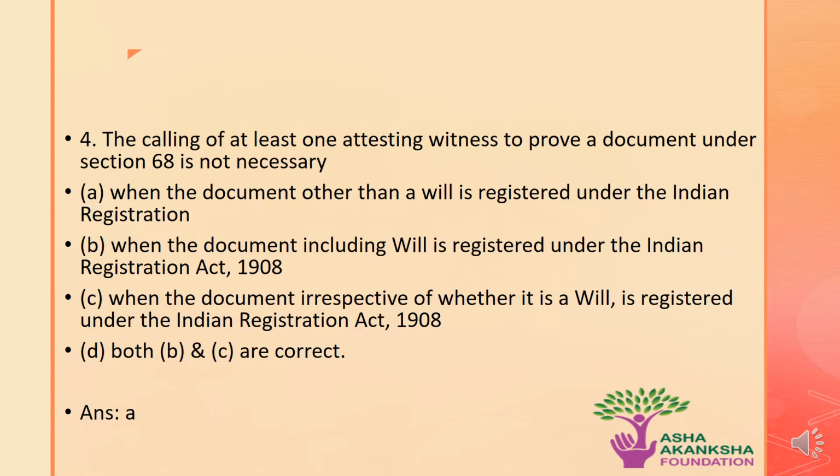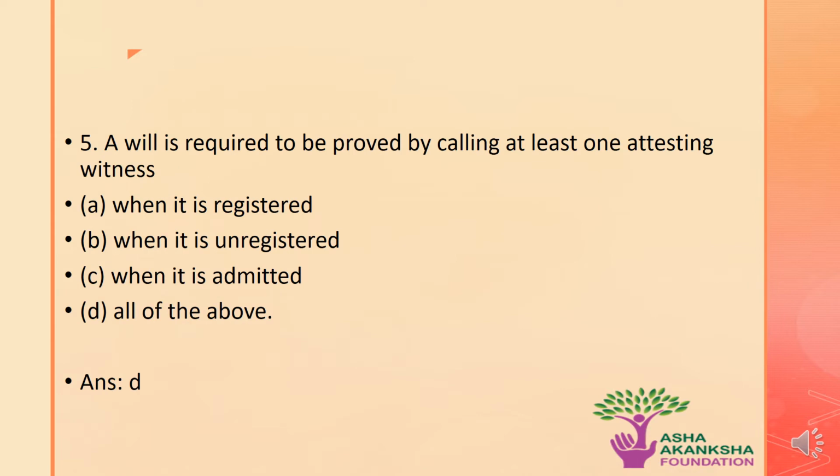Act 1908. The next question is, a will is required to be proved by calling at least one attesting witness in what situation? The options are A, when it is registered. B, when it is unregistered. C, when it is admitted. Or D, all of the above. The correct answer to this question is option D, that all the above options are correct. That means to say a will is required to be proved by calling at least one attesting witness when it is registered, when it is unregistered, or when it is admitted.